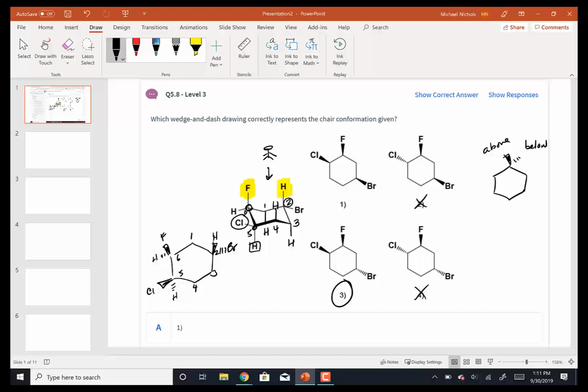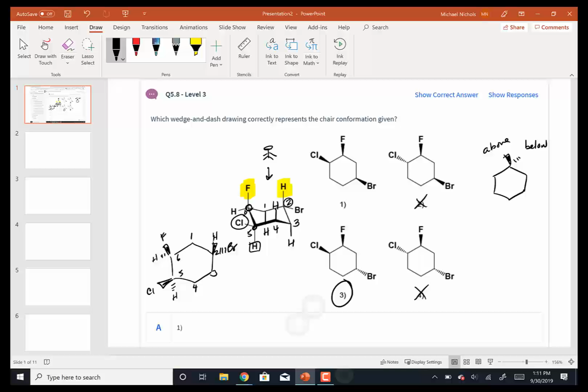Now you might say, but wait, their orientation is different. Their orientation here is different. Well, they chose a different number 1 carbon, but don't worry.